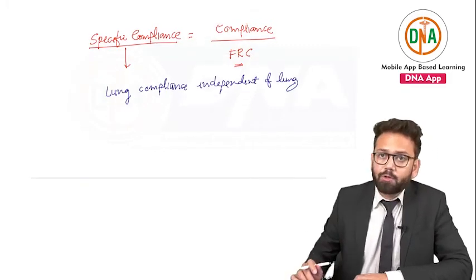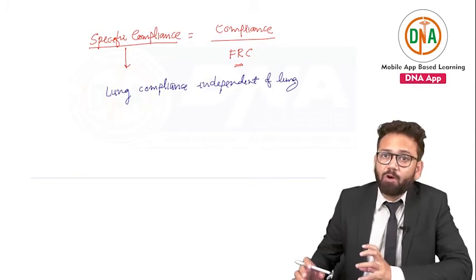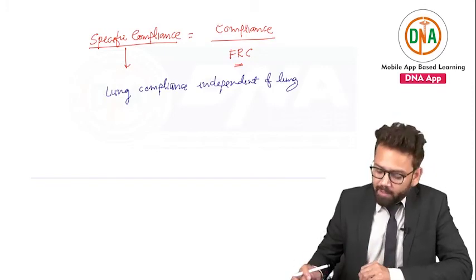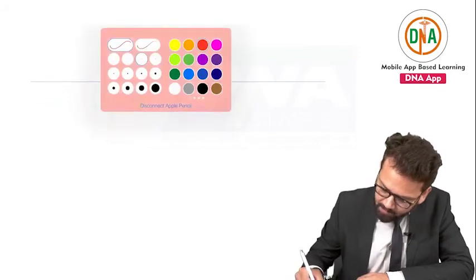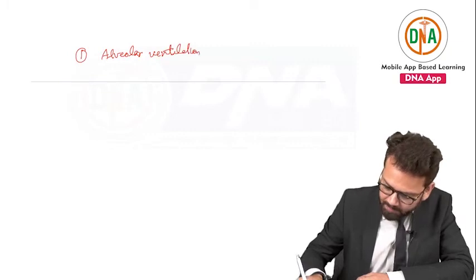Okay. Now there are different terms to understand: alveolar ventilation, minute ventilation, maximum voluntary ventilation, and breathing reservoir. So we should know all these terms also. Number one, what is alveolar ventilation?